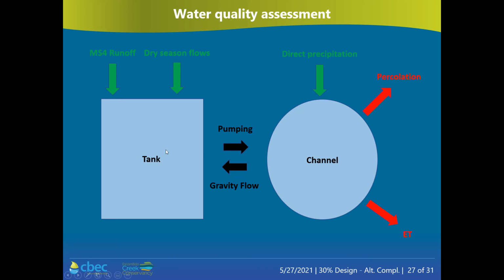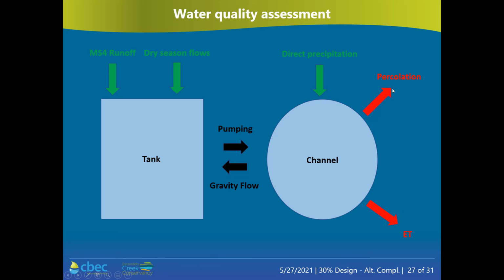We can exchange water between the tank and the channel by pumping it from the tank into the channel and allowing it to flow back into the tank through gravity flow. We can have direct precipitation, rainfall falling directly on the channel or the surrounding areas that runs into the channel before it enters the tank.